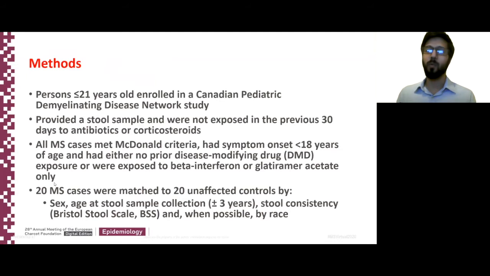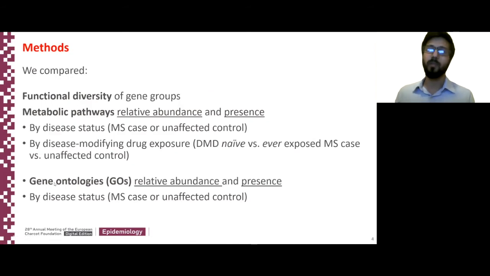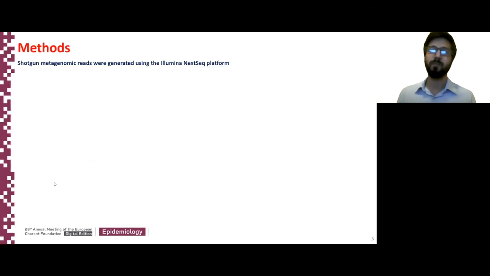Participants in the study were enrolled if they were 21 years old or less and had symptom onset at the age of 18 or less. We have three major aims in the study: to assess the diversity of enzymes and proteins, to assess the relative abundance and prevalence of metabolic pathways and gene groups, also known as gene ontologies. In both of these aims, we compare MS cases to unaffected controls. Then we performed a subgroup analysis to assess changes in the results by disease-modifying drug exposure, also known as DMD.